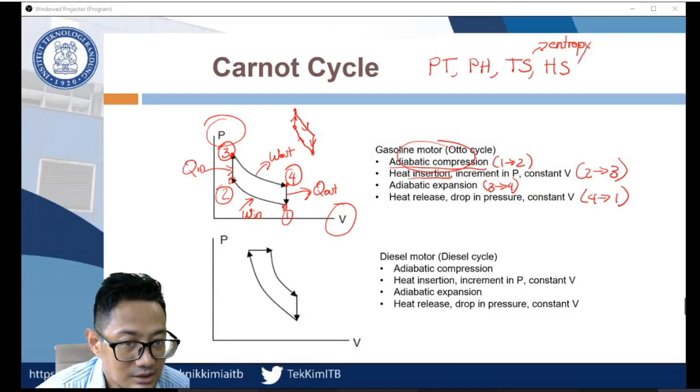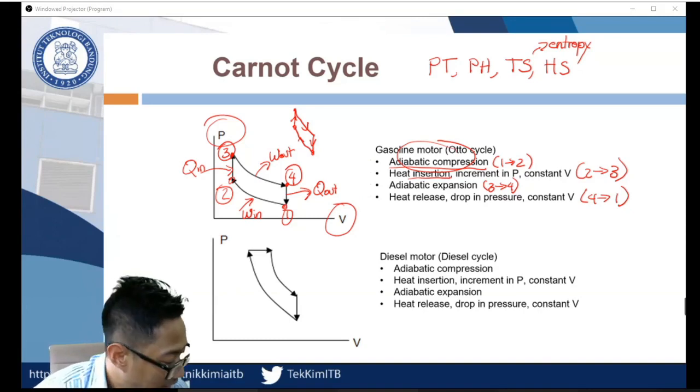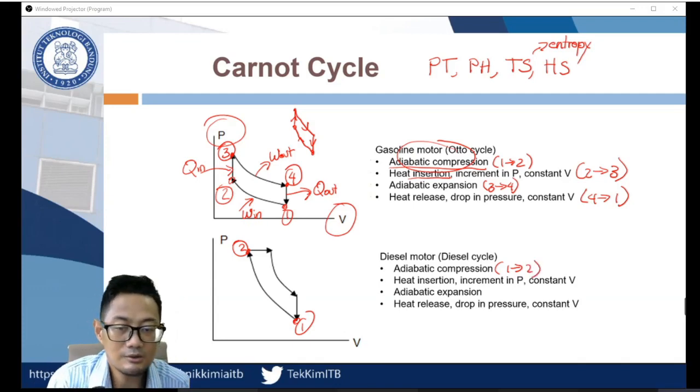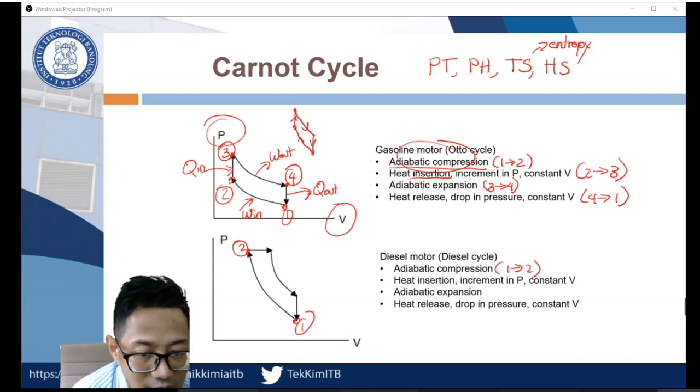Okay, there is the Otto cycle, the gasoline motor. Now let's check the diesel cycle. Adiabatic compression, this is point 1 to point 2. What would be the status? Work in, work out, heat in or heat out?